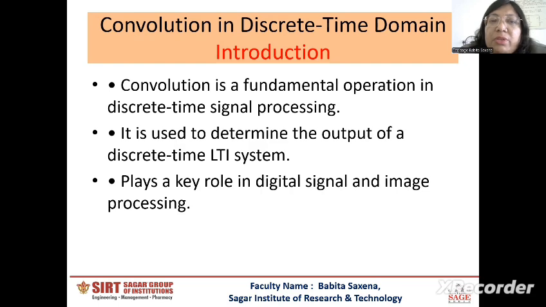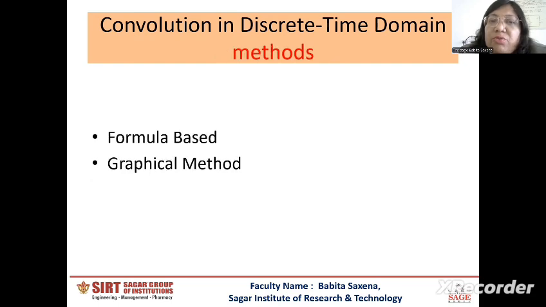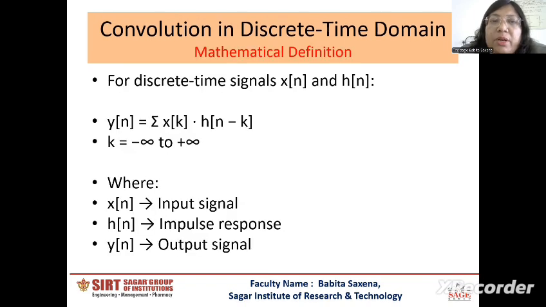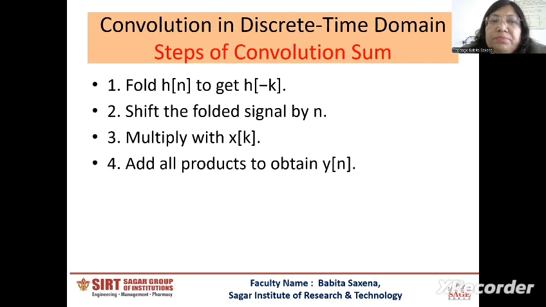There are two methods of convolution, formula based and graphical based. In the formula based method, this is the formula of convolution. You can see x[n] is the input, then the output, then the impulse response. So these are the steps of the convolution. And this is the actual step of the graphical method.